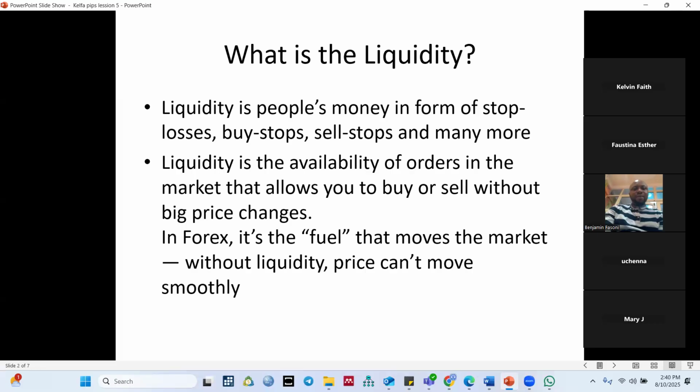Liquidity is the availability of others in the market that allows you to buy or sell without big price changes. In Forex, it is the fuel that moves the market. Without liquidity, price can't move smoothly. In other words, it is where liquidity is residing or resting that the market gravitates towards. Market draws to liquidity. The market draws to money.